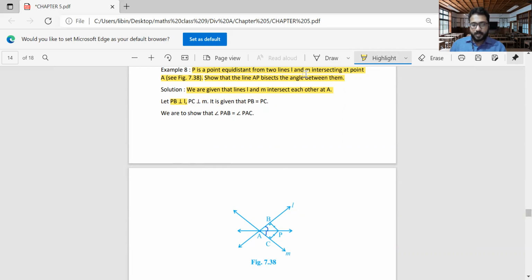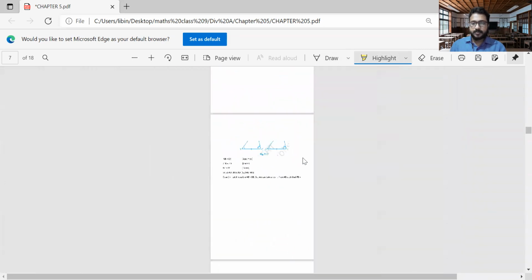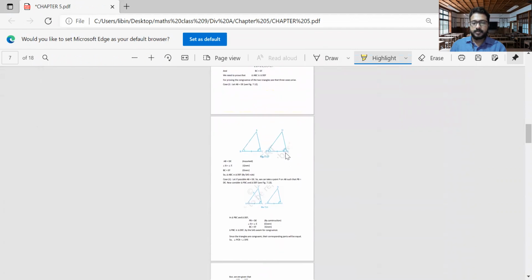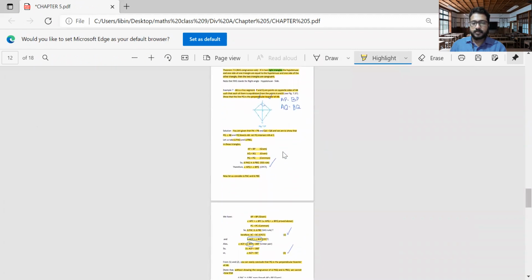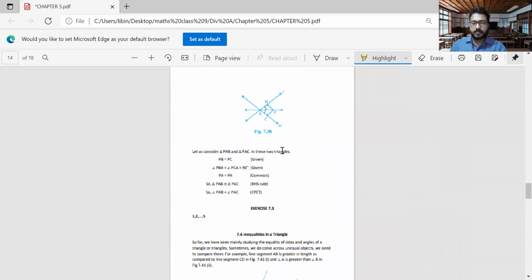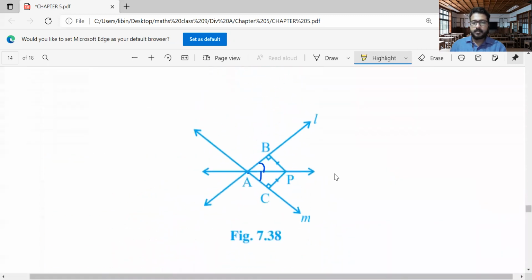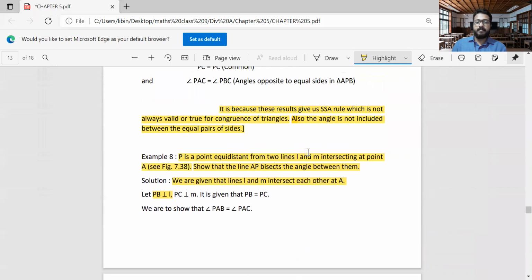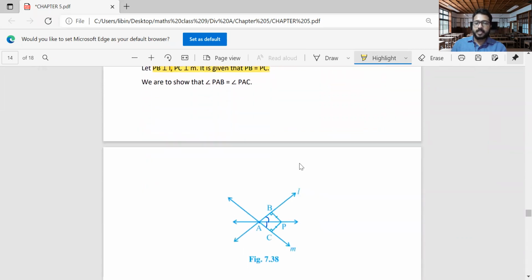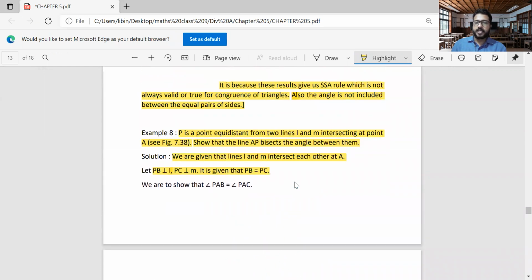You can see by looking at the figure that PB is perpendicular to line L. Similarly, PC is perpendicular to line M. Fine. Now you are given that PB is equal to PC.